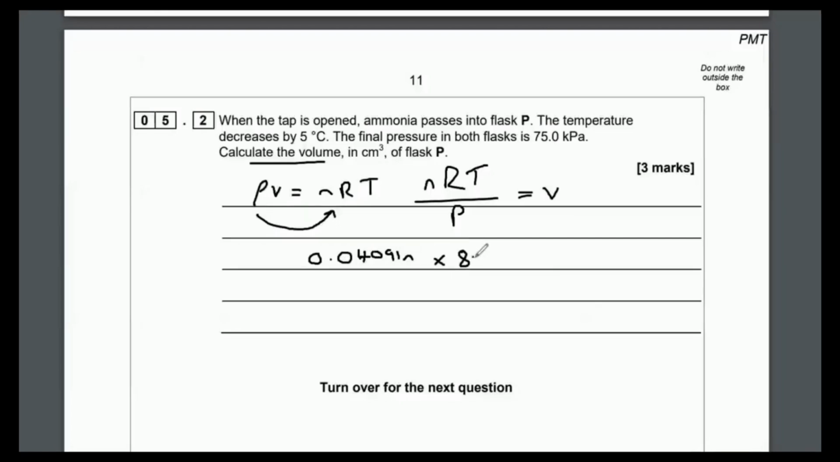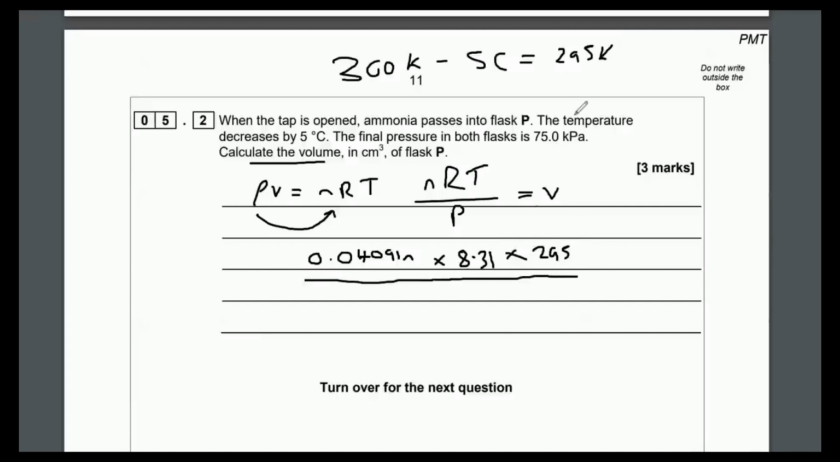Times 8.31. Now you might think, hold on, if I've got 300K, this might confuse some people. So I just want to minus 5 degrees. 1 degree is equivalent to 1K, so that just equals 295K. So that's now going to be times 295. So that's just testing you on that concept. You might think, oh, have I got to do minus 27? No. Each one rise in 1 Kelvin is the same as 1 rise in 1 degree. They just have a different starting point, which is why we use different numbers for them. Now it's 75,000 this time because we use pascals. And if we do that, we're going to get the volume.